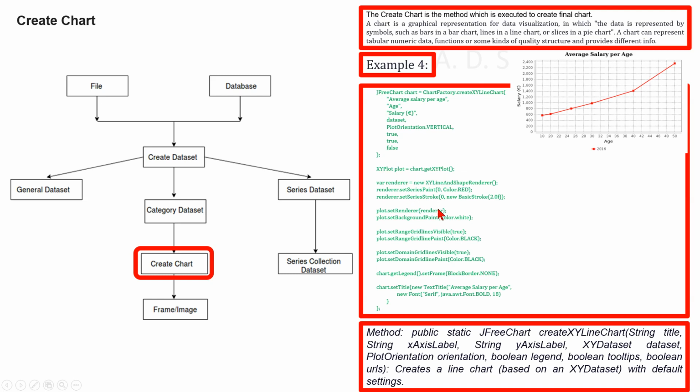Here we set a stroke and color for the line of the chart. XYLineAndShapeRenderer is an object that connects data points with lines or draws shapes at each data point. The renderer is set with the setRenderer method.